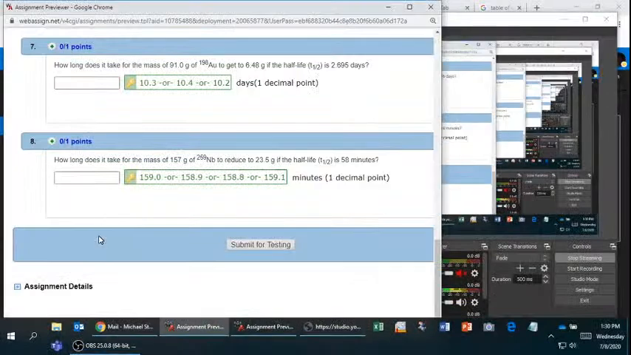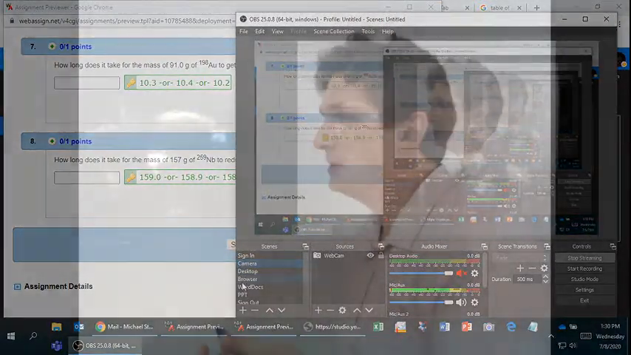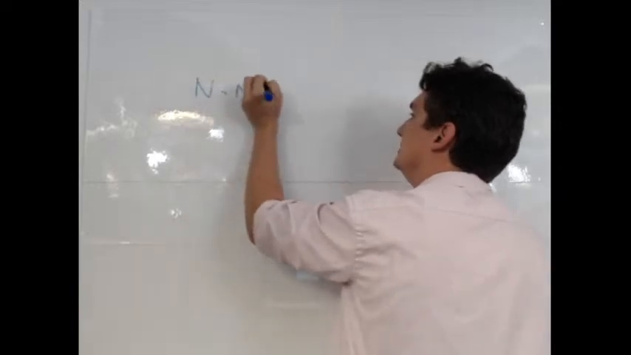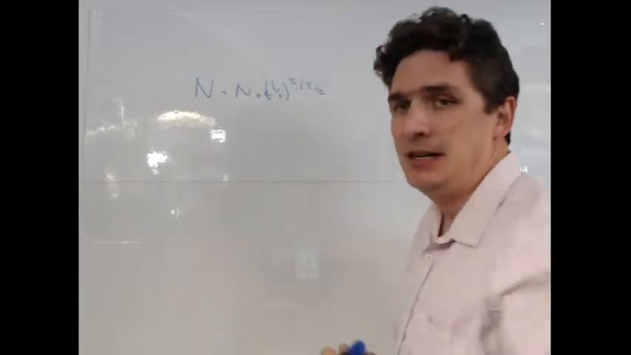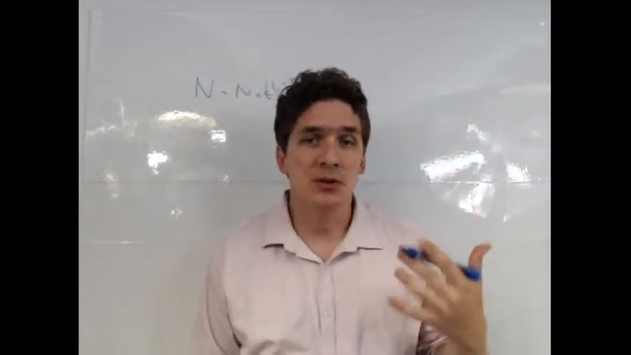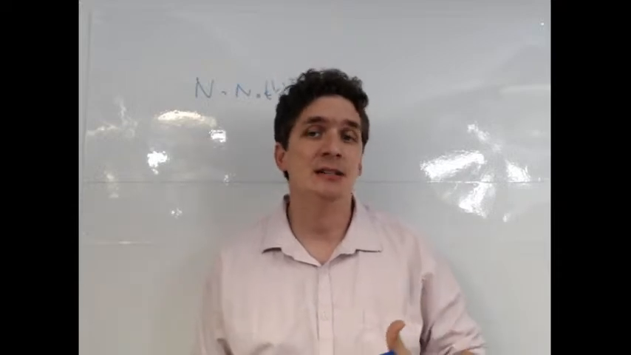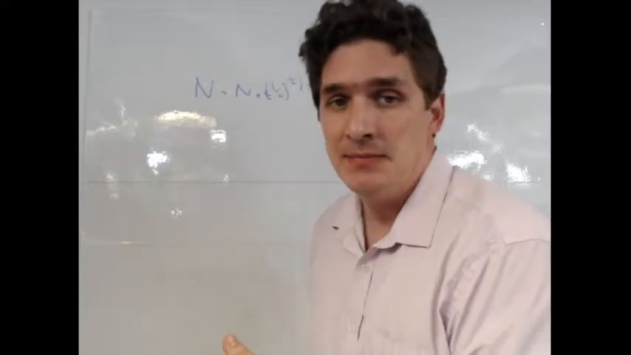So how long does it take for the mass of 157 grams of niobium-259 to reduce to 23.5 grams if the half-life is 58 minutes? So to solve this type of problem, again, we're just going to start with a half-life formula. N equals N naught, 1/2 to the T over T 1/2. N here can refer to atoms, it can refer to moles, it can refer to grams, it can refer to basically any quantity that can be connected back to atoms. So we have mass, moles, everything gets back to atoms.